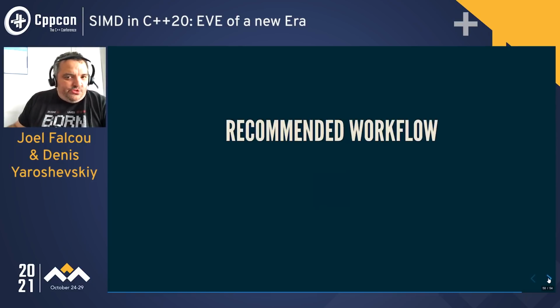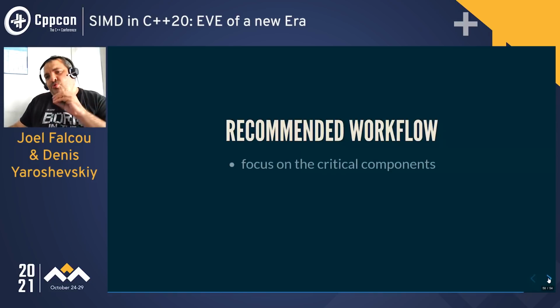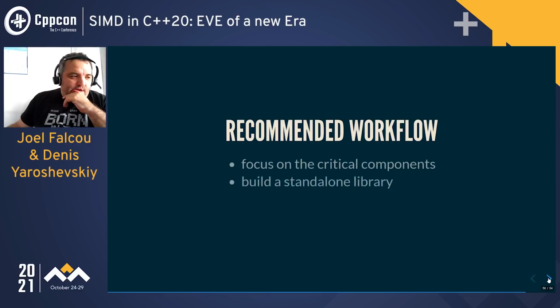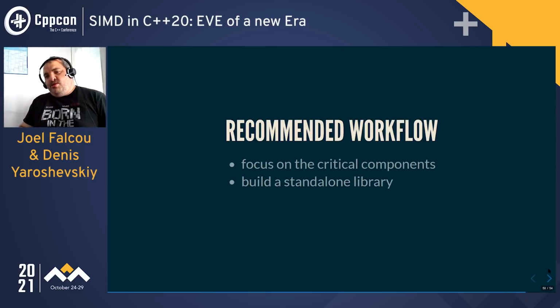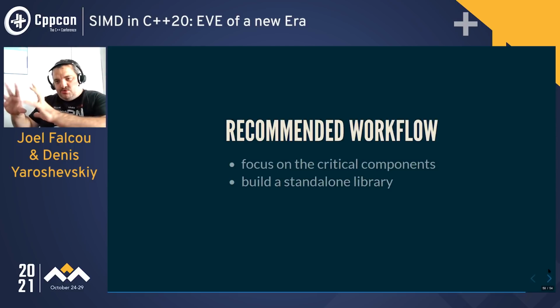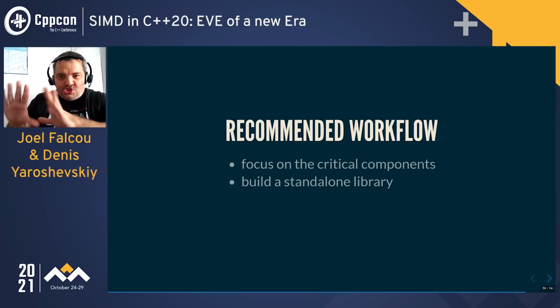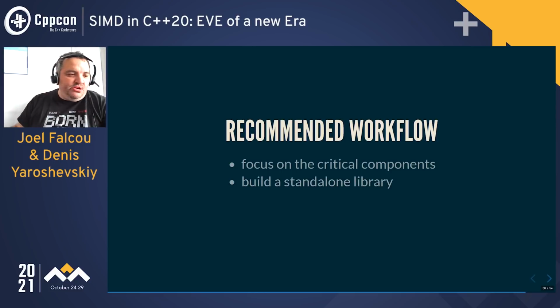So what if you really want to do that after all these things? Well, try to focus on your critical components in terms of speed. That's the important part. You can actually try to build a standalone library, either dynamic or static, so you can extract your kernels into something that you can manage on the side and call them from the main application.